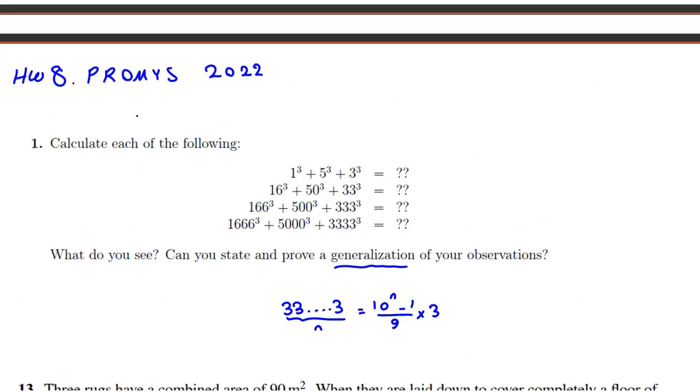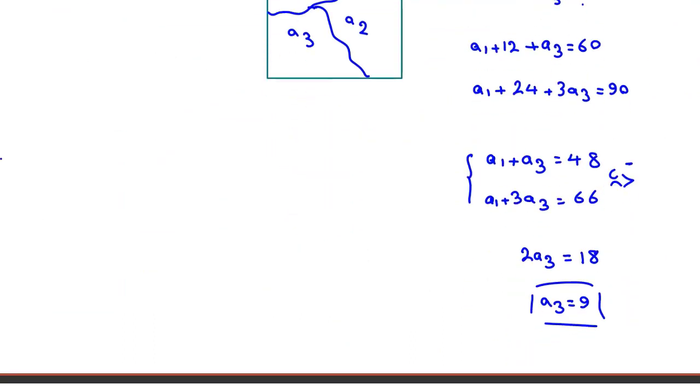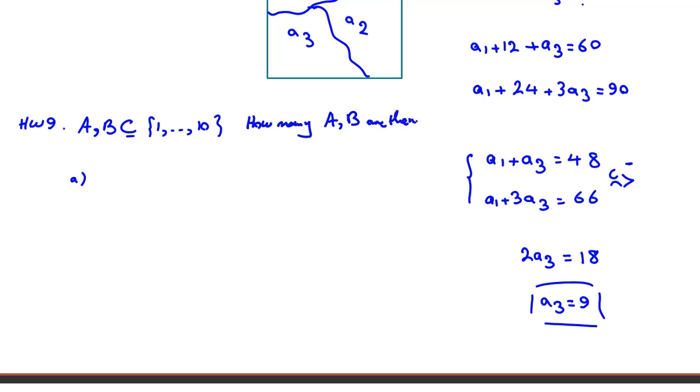Let me tell you the homework in the previous part, homework 8, homework 9. We have, for example, some subsets A, B, C. Or let's solve first A, B from 1 to 10. Part A: how many A, B are there? Part B: how many A, B are there such that A is a subset of B? Part C: A intersect B is the null set.